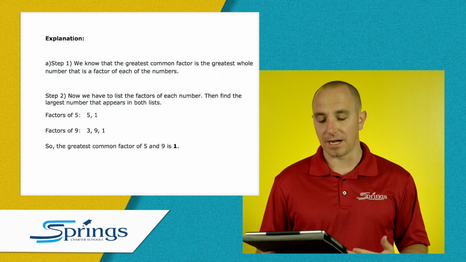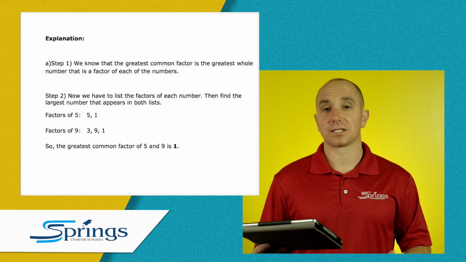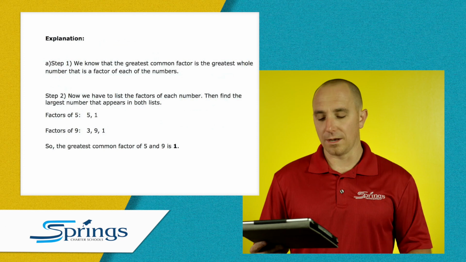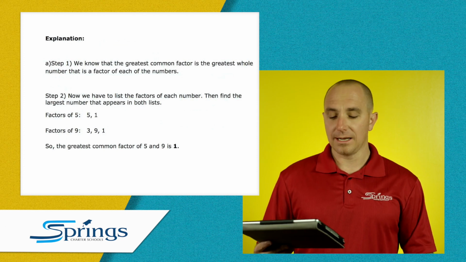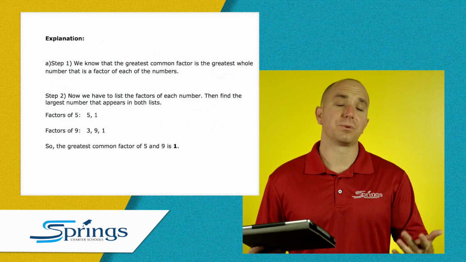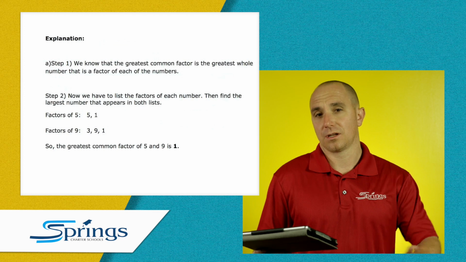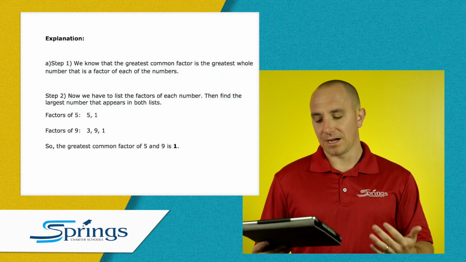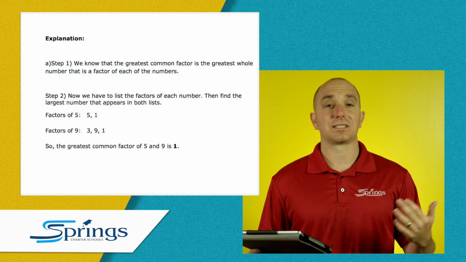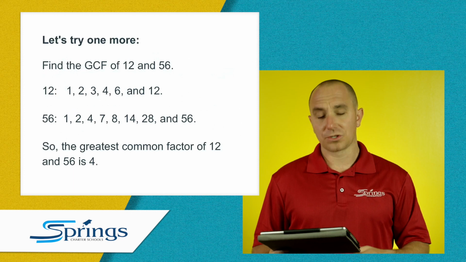So we have the factors of 5, and 5 is an easy one. It's a prime number. We talked about that a couple lessons ago. So we just have 5 and 1. Then we break down the factors of 9. We have 1 and 9, and then 3 and 3. You only need to put 3 once since you only need to represent that factor one time, even though 3 appears twice. So the greatest common factor of 5 and 9 is 1 because that's the only number that they have in common.